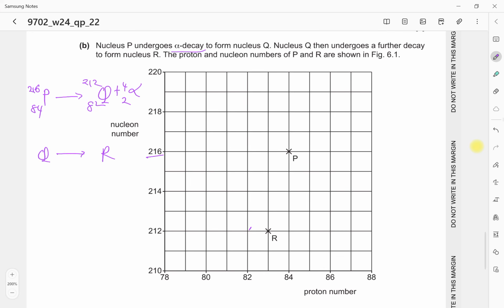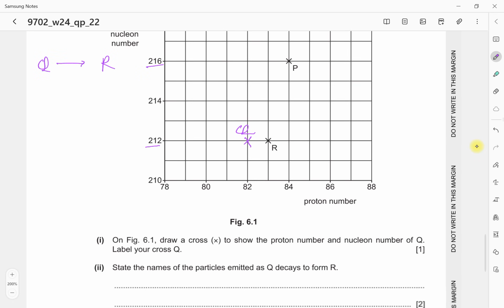So Q must be here. Proton number 82, nuclear number is 212, so Q must be there. So in the figure, draw a cross to show the proton number and nuclear number of Q. Label your cross Q, so I have labeled here Q.